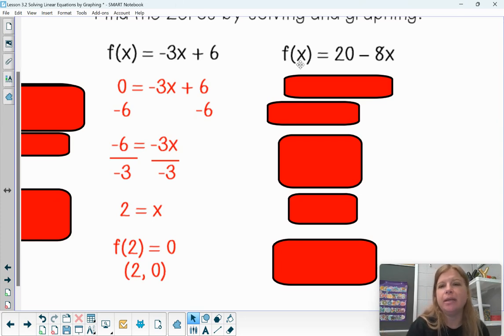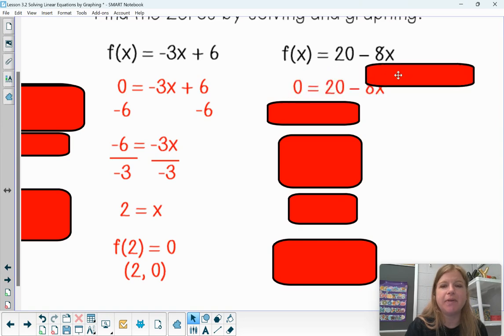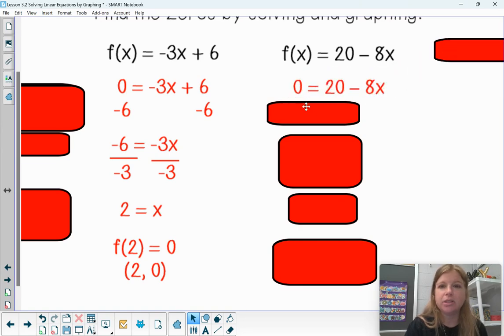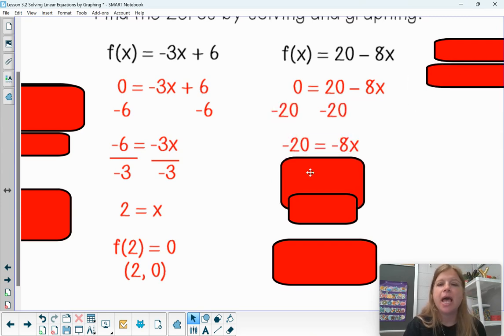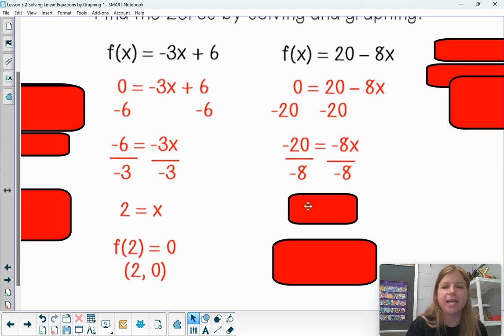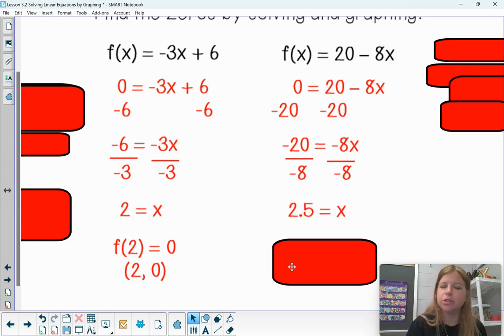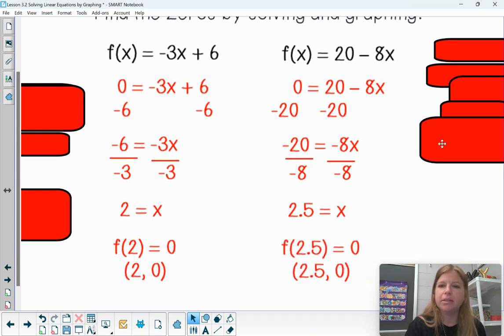Over here on the right, same idea. If I replace f of x with a 0, and I start solving for x, and I subtract 20 on both sides of this equation, and then I divide both sides by a negative 8, I end up getting x equals 2.5. Okay, so when x is 2.5, the y value becomes 0, so I know that that is my 0 of my function. But now we're going to actually graph these functions and say, hey, the first one gave me a 0 of 2, the second problem gave me a 0 of 2.5.